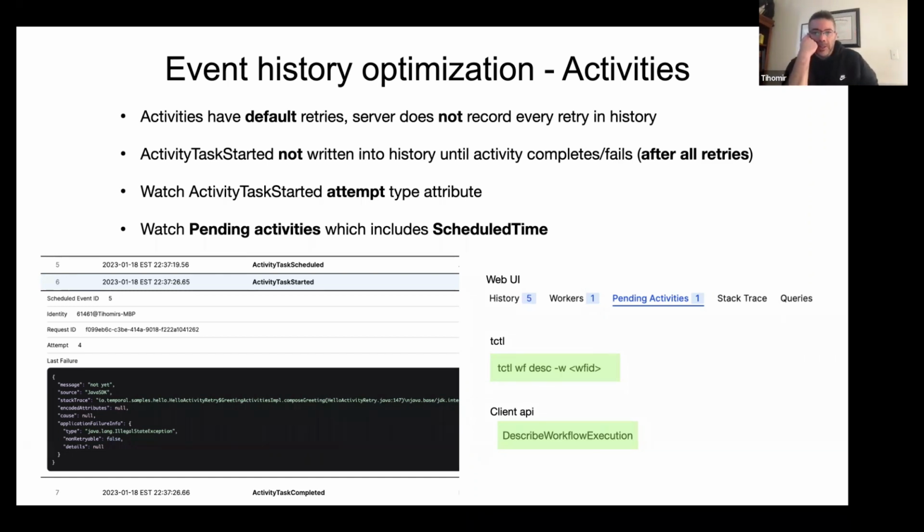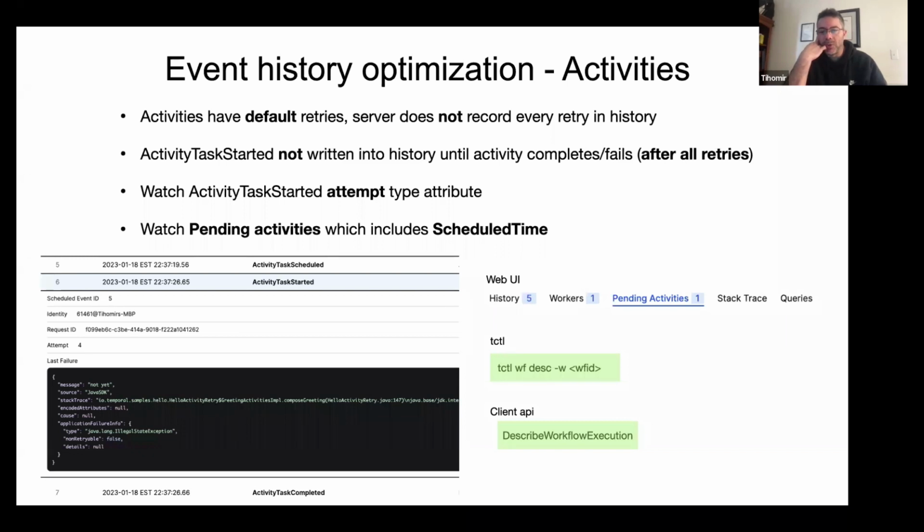So one thing to look for: if you have, for example, an activity task scheduled event as the last event in your workflow history, but there is no activity task started event, watch the pending activities. You can watch pending activities on the right-hand side in the image. We have the web UI on the top. You can also get the pending activity information via TCTL, and there is also the API via your SDK code.